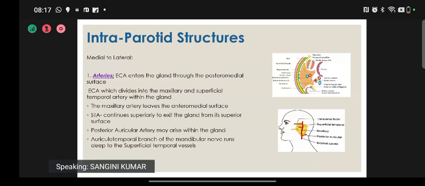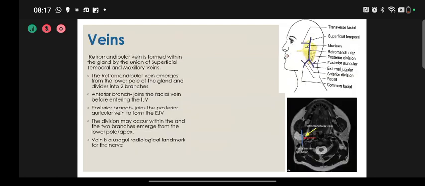The posterior auricular artery may also arise in the gland, and the auriculotemporal branch of the mandibular nerve lies deep to the superficial temporal vessels.